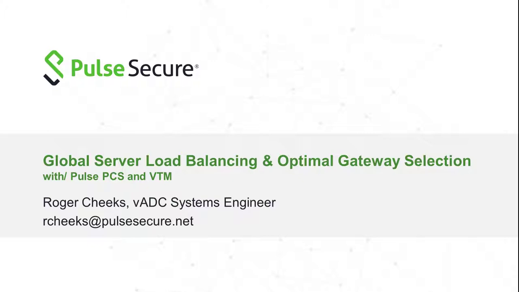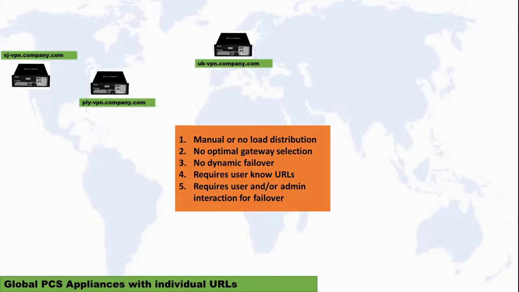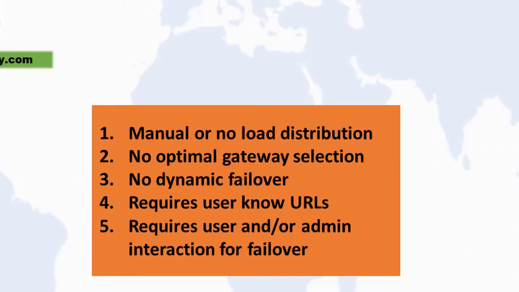Today we're going to talk about global server load balancing of the Pulse appliances using the Pulse Virtual Traffic Manager. The graphic you're seeing is a typical deployment for a global SSL solution using the Pulse appliances, where we see a single URL per location. This results in some significant disadvantages for the users at the end, and of course for the administrators.